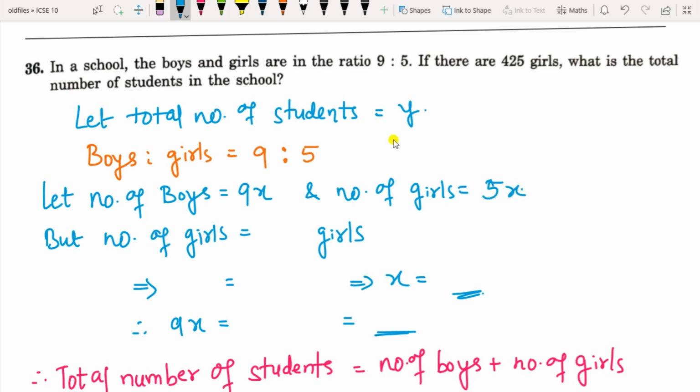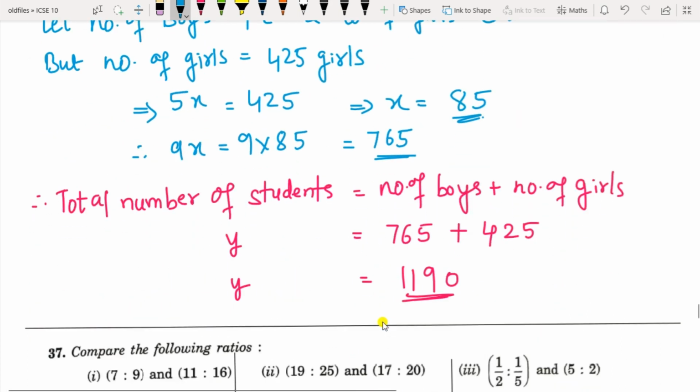Okay, but number of girls has been given in numerical value as 425. So this is also number of girls and this is also number of girls, so you can equate it. So 5x equal to 425, therefore x will be equal to 85. So 9x, number of boys will be 9 into 85, that is 765 boys. Therefore total number of students y equal to boys plus girls, add these two, you will get y as 1190. That is the total number of students in the school.